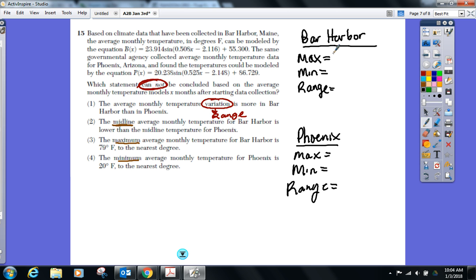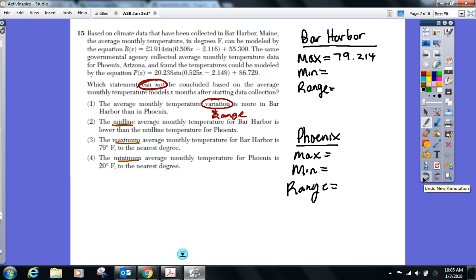So how can I find the max? 23.914 plus 55.3. I get a max of 79.214. How do you find the min? Don't say just subtract them. Remember, it went up to 23.914 and down to negative 23.914, and then I shifted it up. So how do I find the min? Negative 23.914 plus your 55.3. Everyone all right with that?